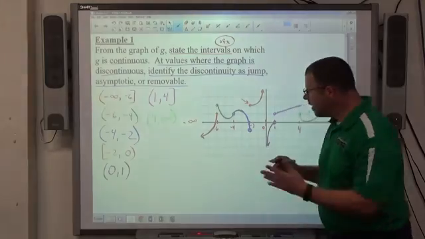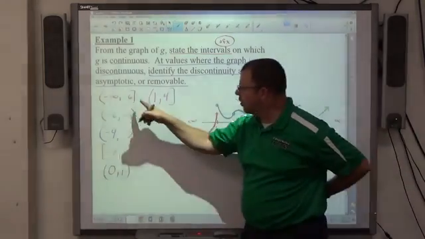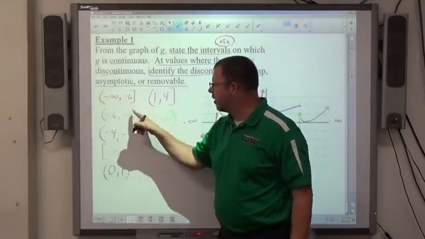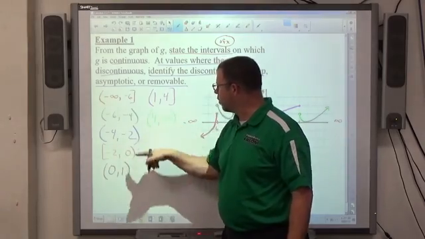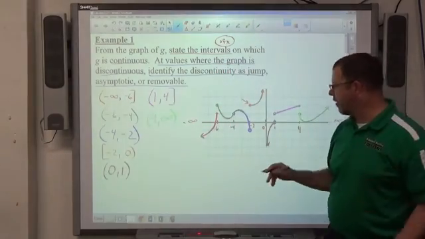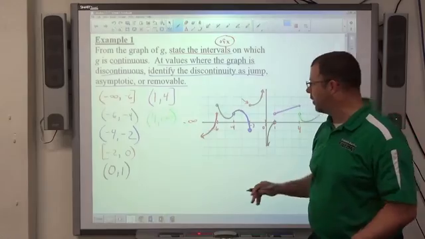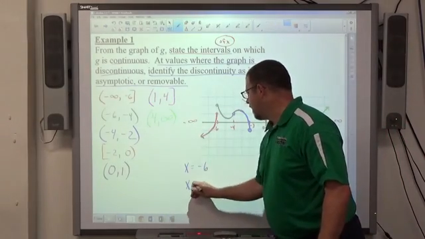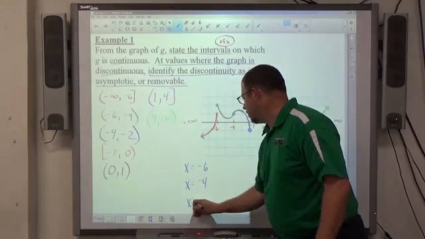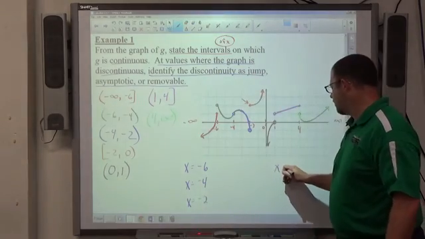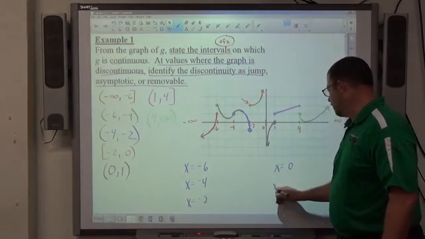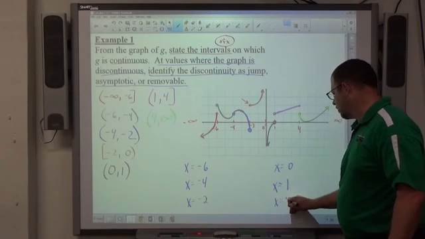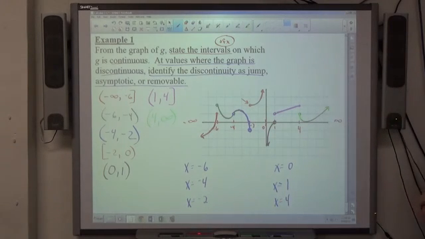So the graph's discontinuous everywhere there's a break. Each one of these endpoints, so negative 6, negative 4, negative 2, 0, 1, and 4, represents a break in the graph. Each one of those represents a discontinuity. So we have to identify each of those. So x equals negative 6, x equals negative 4, x equals negative 2, x equals 0, x equals 1, and x equals 4 represent the 6 discontinuities in this graph.